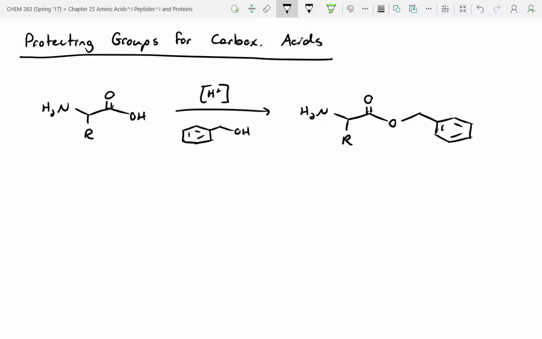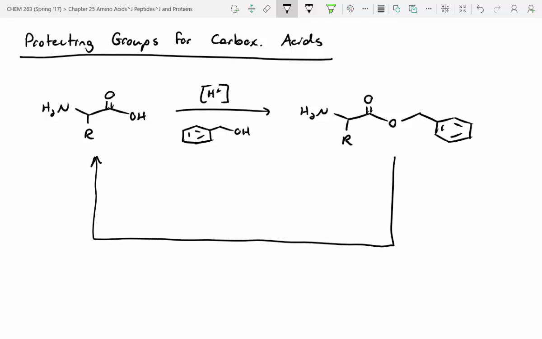Okay, so now we've got that on there. The neat thing with this one is, again, we need to be able to selectively remove this under relatively stable conditions. We can't use anything too exotic. So one way of doing this is to use H2 and platinum. That's actually pretty gentle for removing a protecting group.